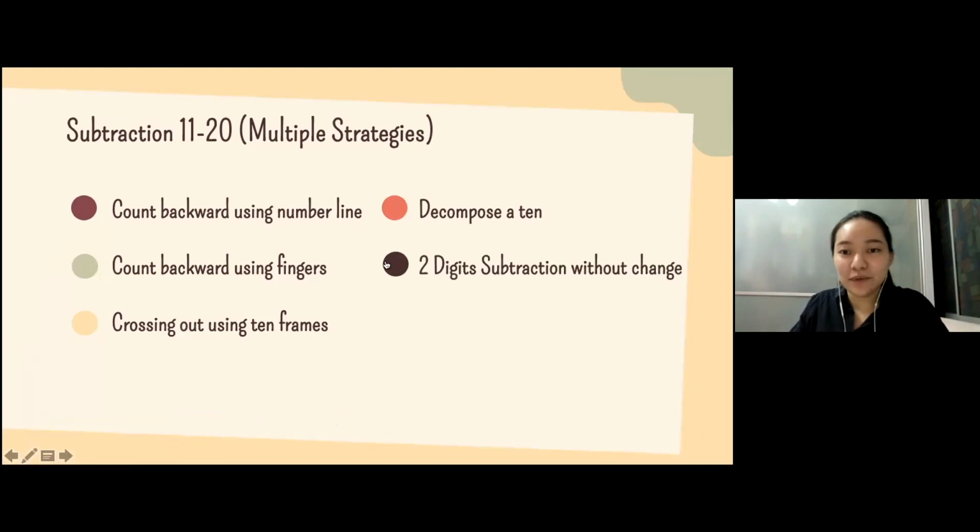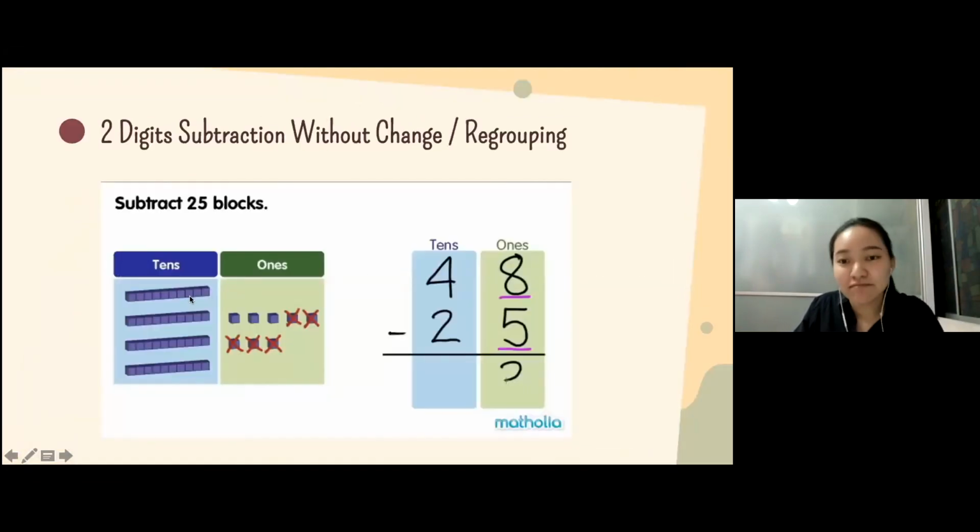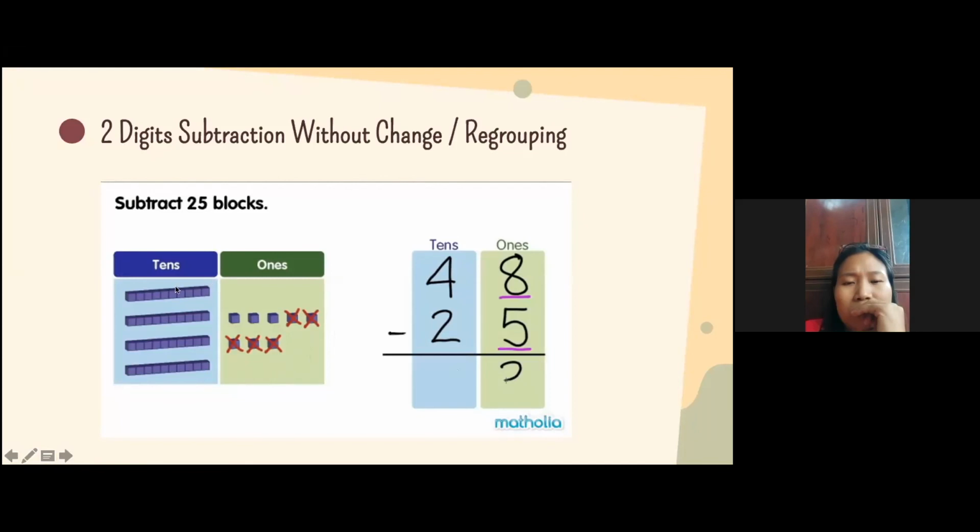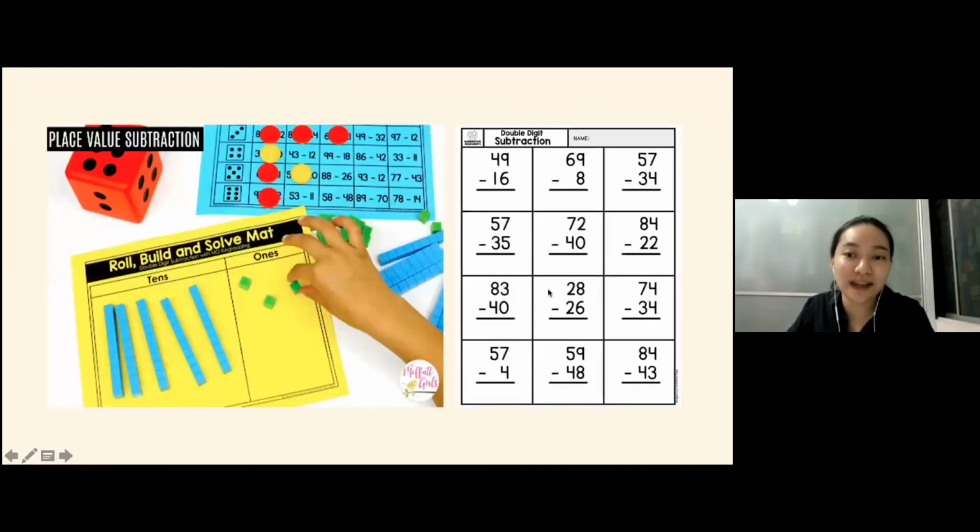And then we have 2-digit subtraction without change. This one is easy. The main point is to teach them subtraction is take away, not combine together. It's take away, okay? So 8 ones take away 5 ones. How many do we have? We have 3 left. And then 4 tens take away 2 tens. Always start with ones, okay?